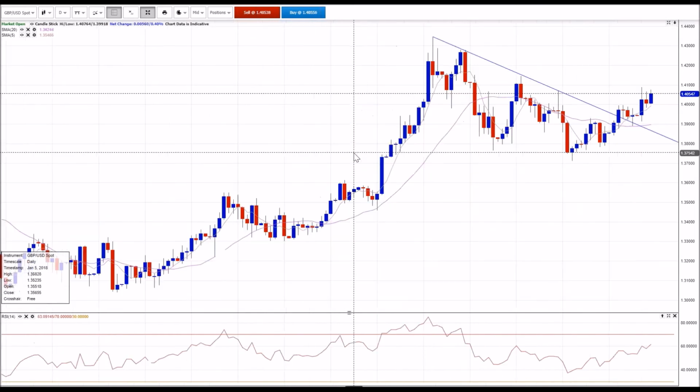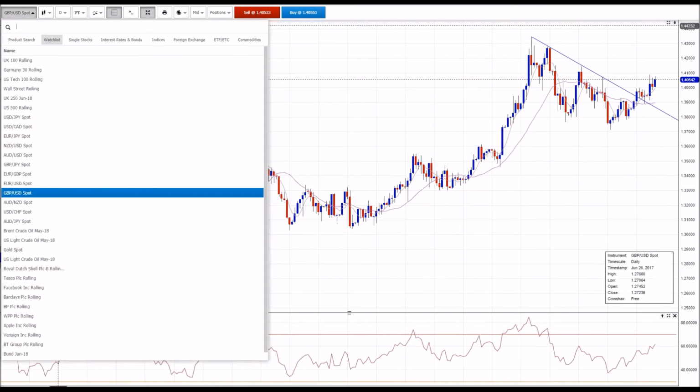Right, we've done currencies. Let's take a look at stock markets. Let's take a look at the S&P 500.